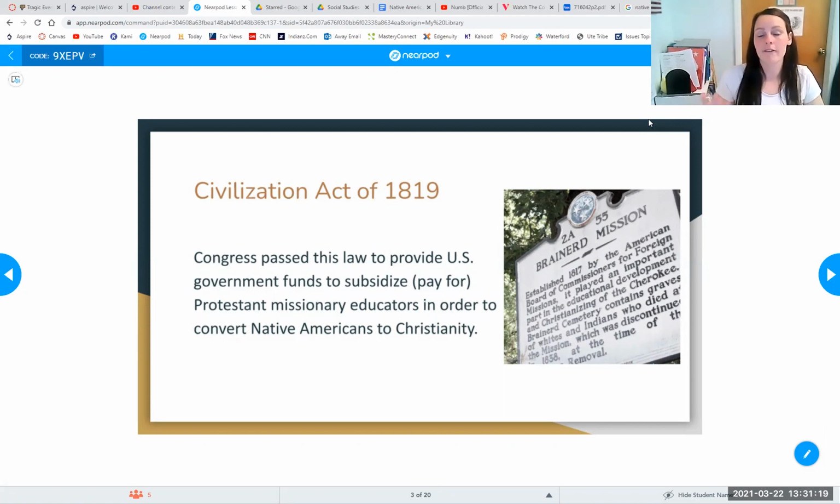So basically, the government is paying for Christians to convert natives to Christianity, again as an effort to civilize them, Christianize them, make them more white, get them into the white culture. There we go. That's the word I'm looking for.